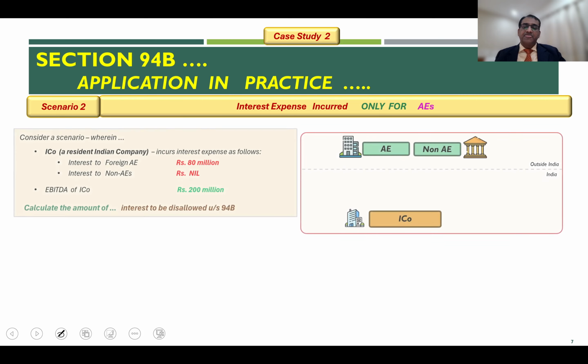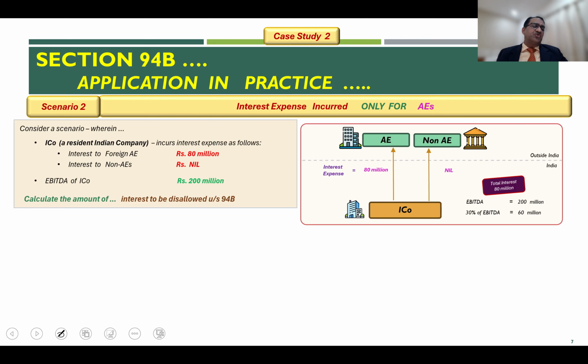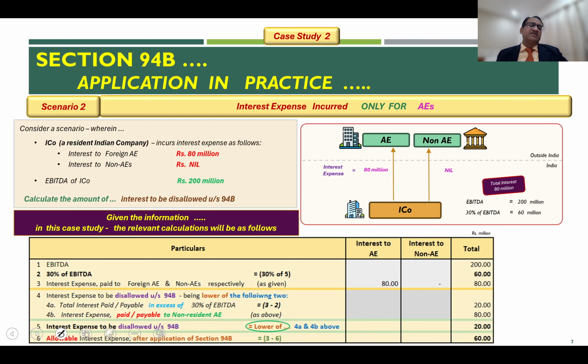So let's see here. Similar example, you have a scenario, ICO is an Indian company, they are paying a total interest of 80 million. But this is only to AE, nothing is being paid to non-AEs. And again, similar to the previous case study, the EBITDA is still 200 million. So in this case, the entire 80 million is being paid as an interest to foreign AE. And again, similar to the previous one, 30% of the EBITDA total is 200, 30% of EBITDA will be 60 million. Now let us see how the calculation will work in this case.